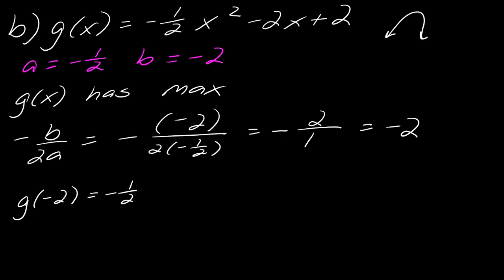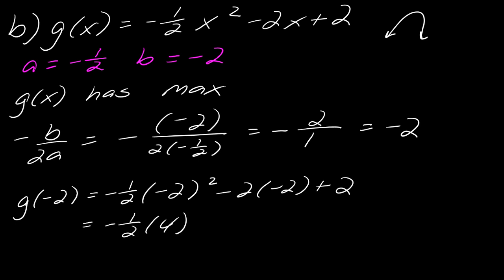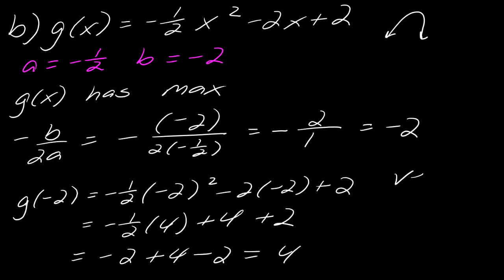So this is -1/2 times -2 squared minus 2 times -2 plus 2, not plus 4, my bad. Now this will be -1/2 times 4 plus 4 plus 2. So this will equal -2 plus 4 plus 2, which ultimately equals 4. Therefore, my vertex is going to be the point (-2, 4).